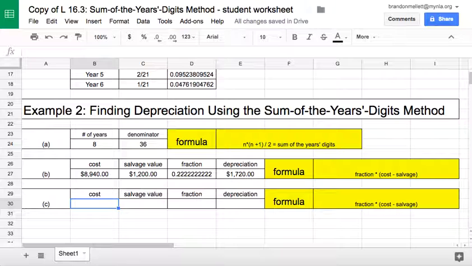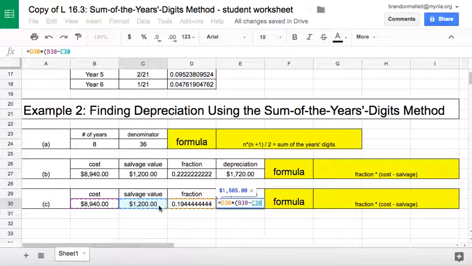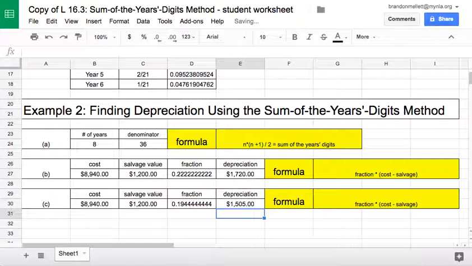$1,720. So for the second year, we would still use $8,940, still use the same salvage value, but the fraction for this one, instead of doing 8 years, is going to be 7 years. So 7 divided by 36. And then the depreciation would end up being the fraction times cost minus salvage, parentheses, enter. So you can see there's a drop that is going on from year 1 to year 2.